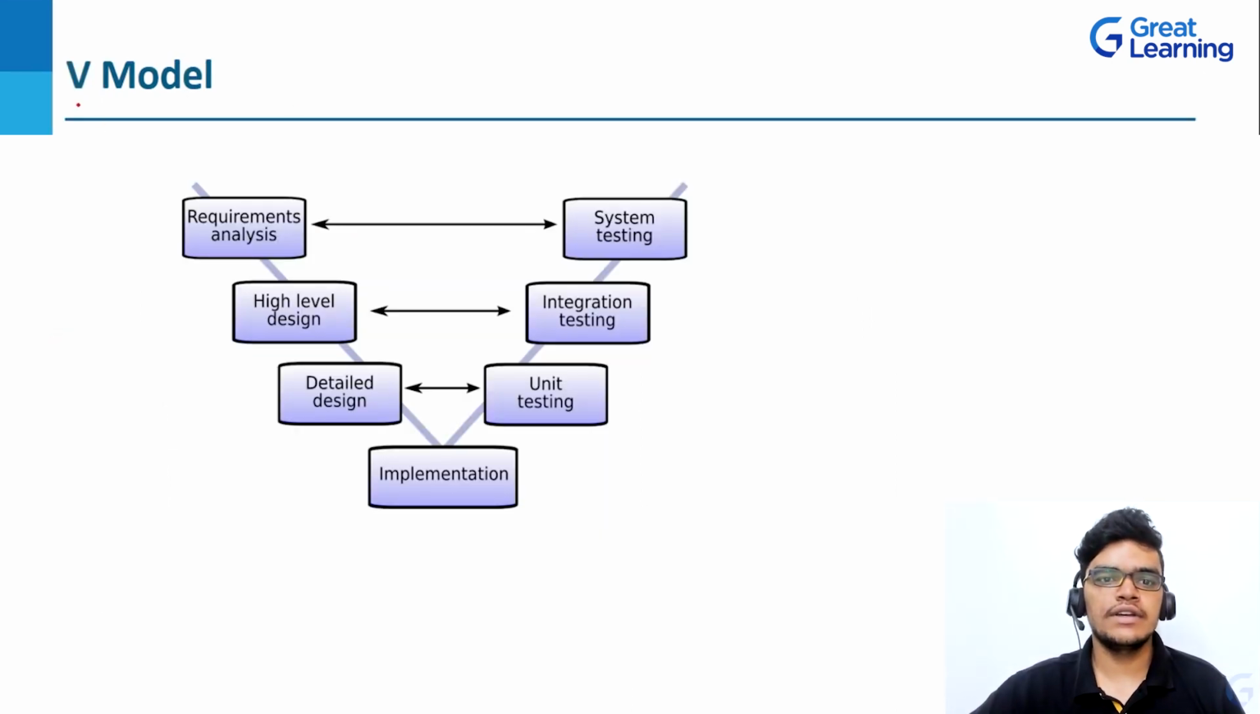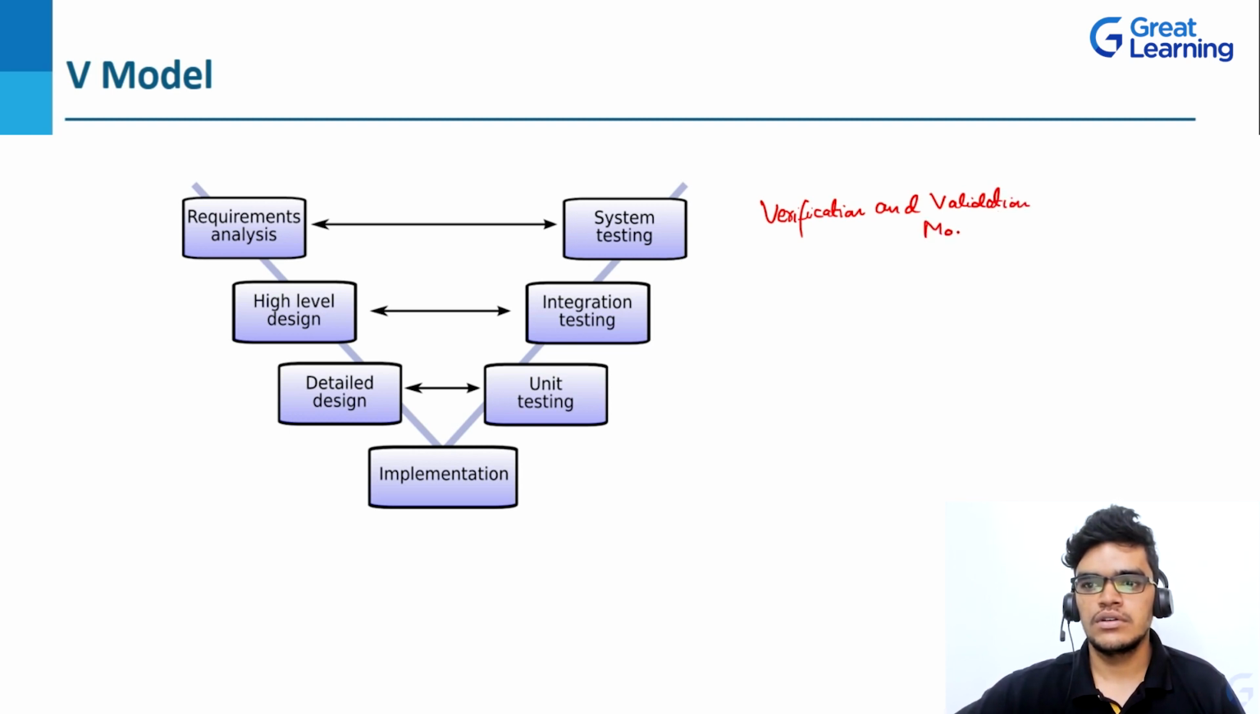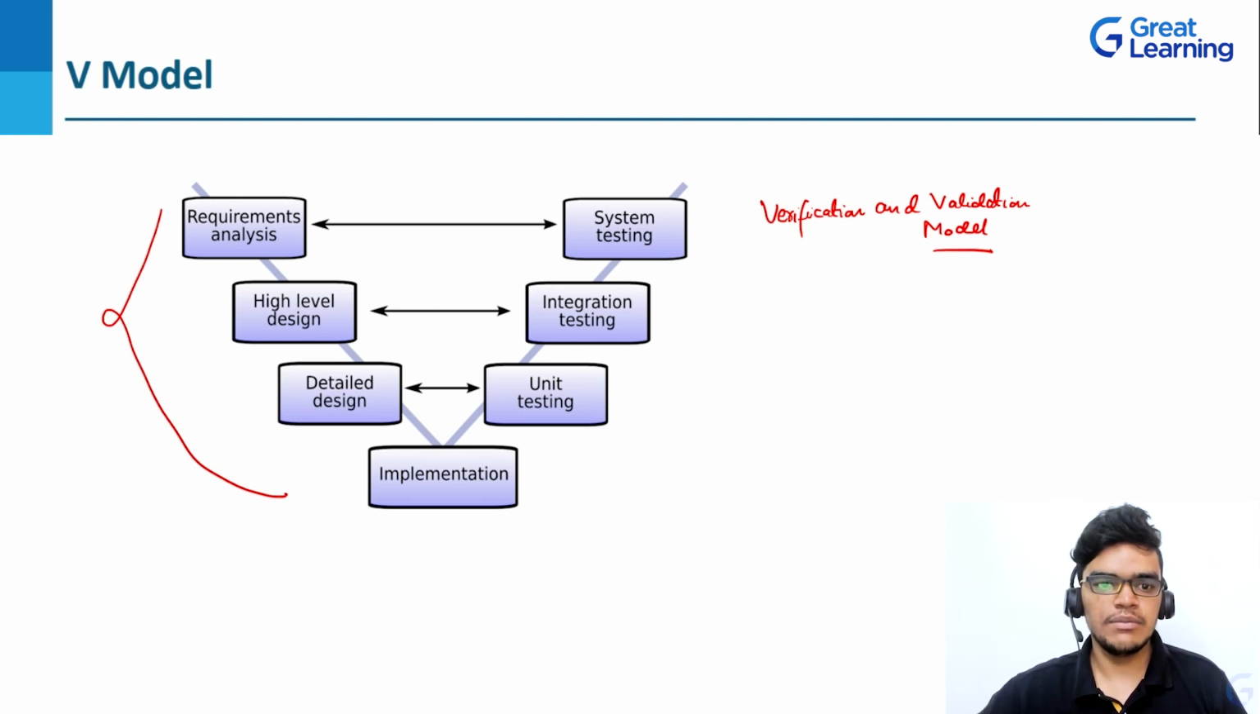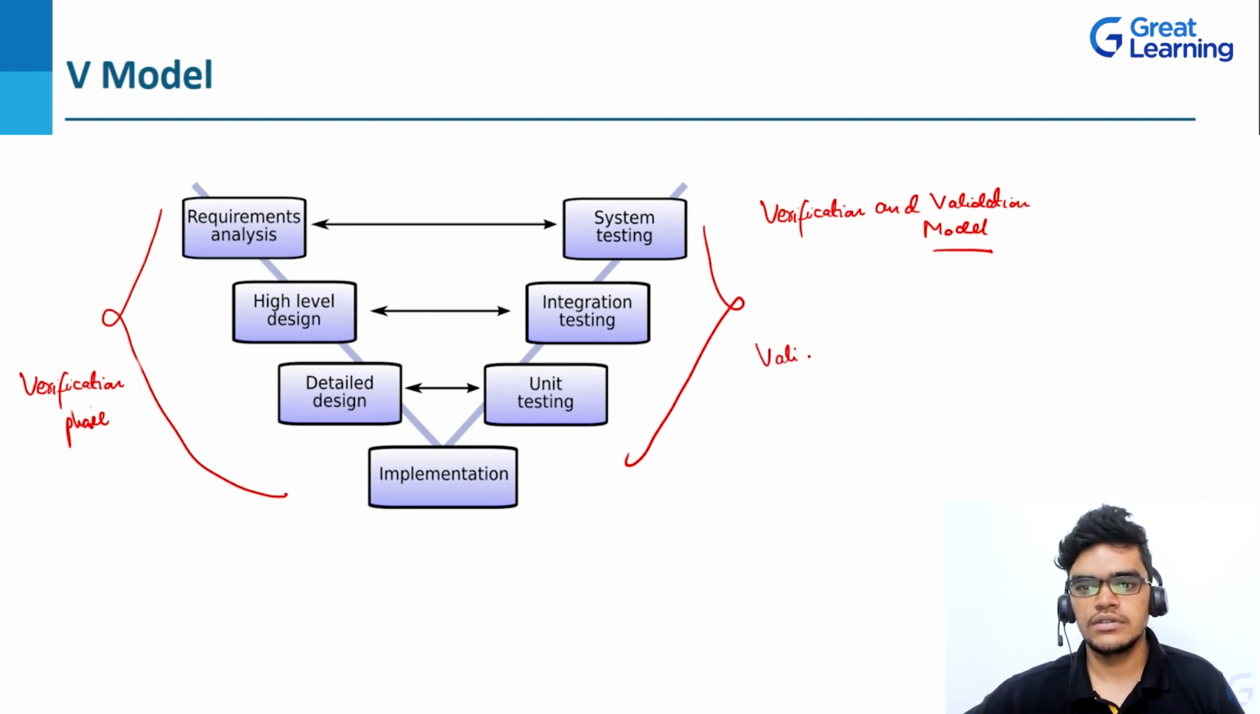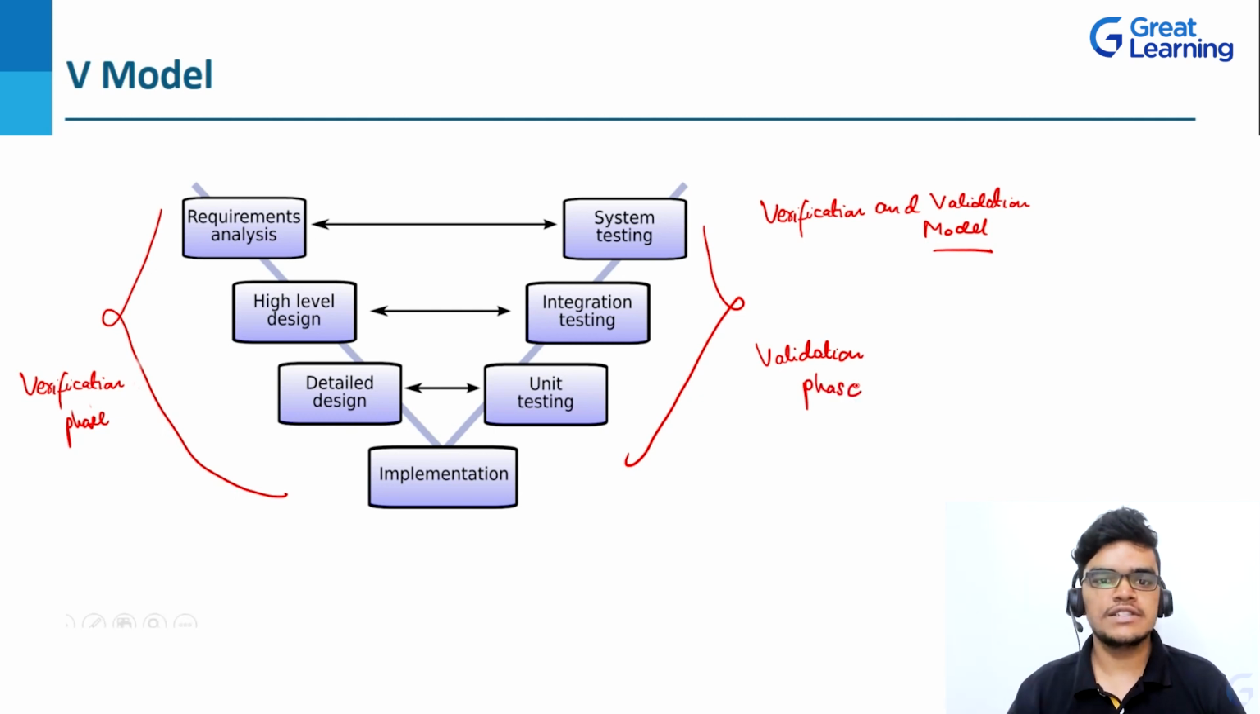The next model that we have is the V model. The V model is also known as the verification and validation model. Let me write here: verification and validation model. If you see, the diagram is in a V shape. The left side of the V is known as the verification phase, and the right side of the V is the validation phase. Now let's understand each phase.